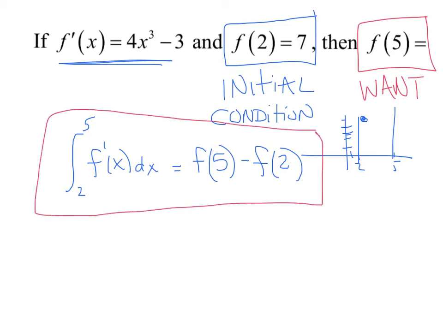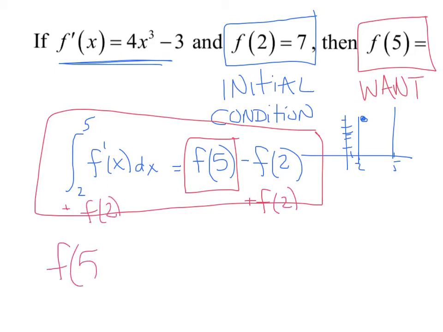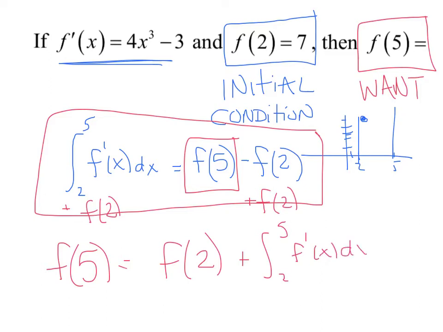Now, let's switch things around. You want to find f of 5. So all I'm going to do is add over f of 2, just like we did in that previous problem. So I'm going to say f of 5 equals f of 2 plus the integral from 2 to 5 of f prime of x dx. And this is how I'm going to solve that problem.